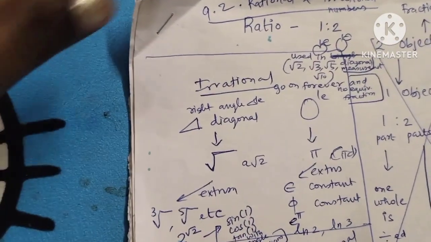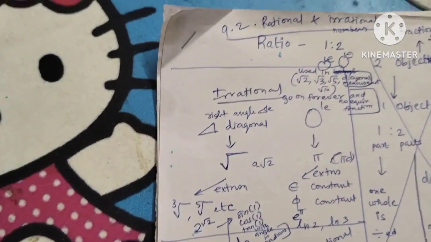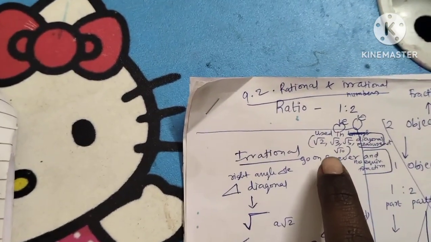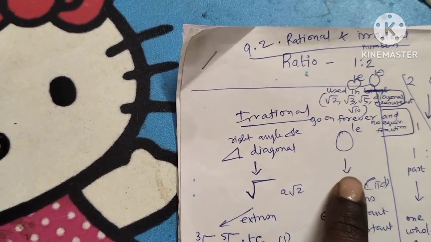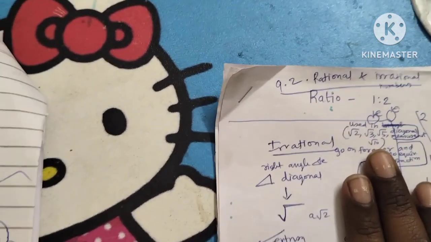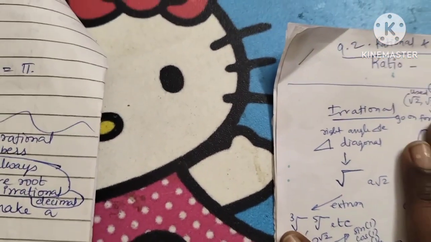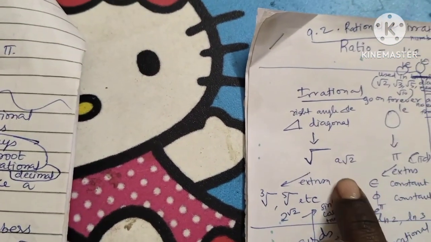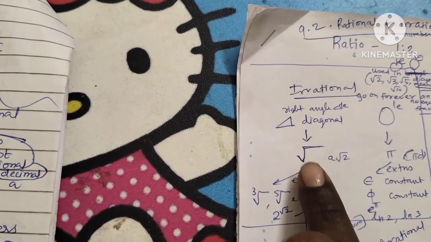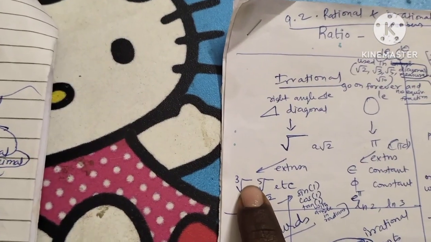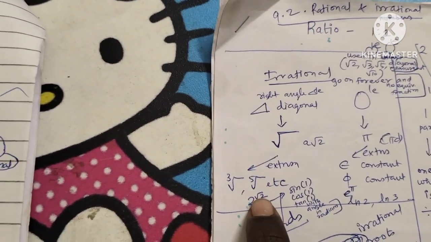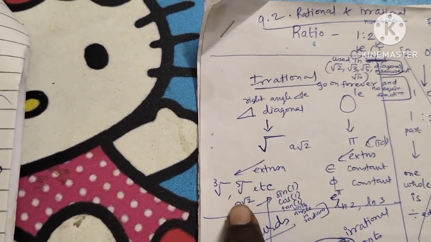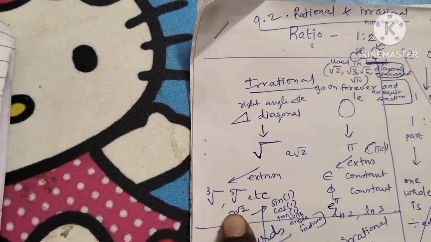I just now said what irrational numbers are: numbers which don't have an equivalent fraction. These are all decimals, especially used in the roots and pi. In this 9.2 they are concentrating only on the diagonals, that is the roots. Any root like cube root, root to the power of 5, or square root of 2, anything of this order comes as an irrational number.